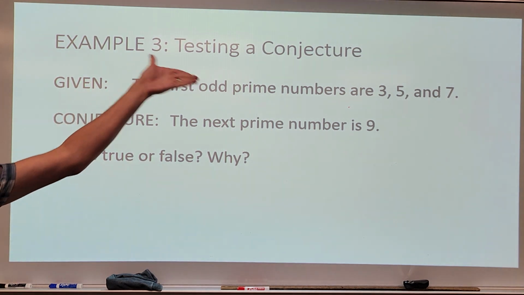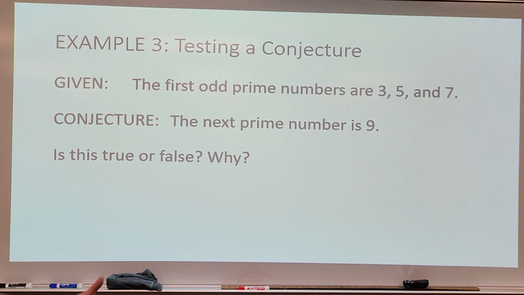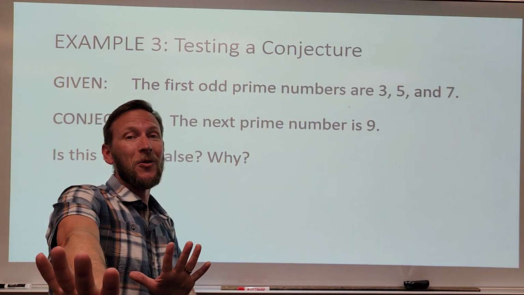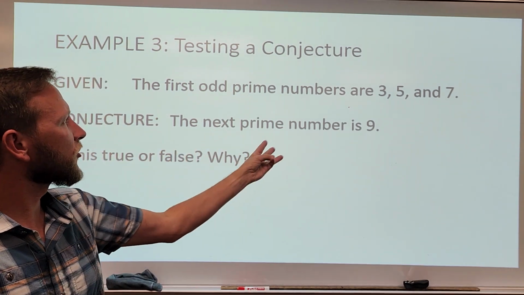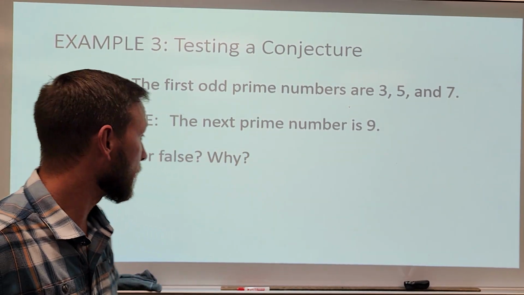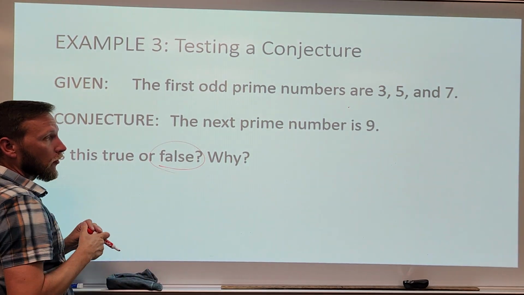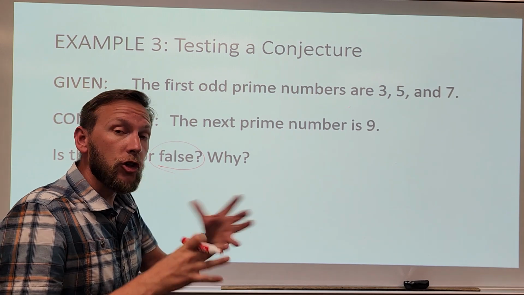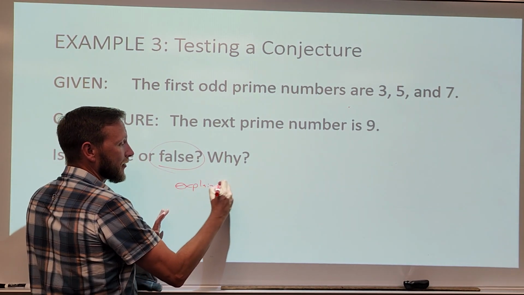The first odd prime numbers are 3, 5, and 7. So someone, not you, of course, would look at that and say, oh, well, 3, 5, 7, I bet the next prime odd number is 9, because they're just saying the next odd number. Well, we know that this is false. So we can kind of go two ways. First is to explain why 9 is not.